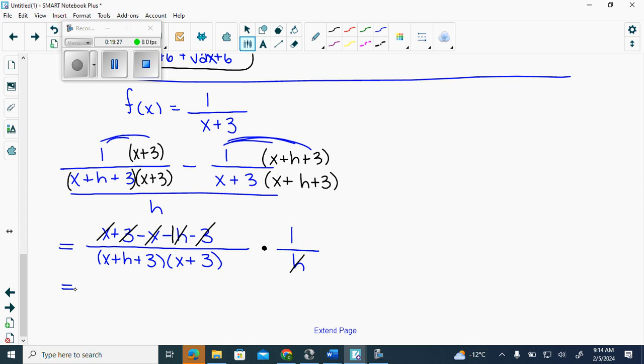So, on the top we have -1. On the bottom we have x plus h plus 3, times x plus 3. Now, guys, why did I say that you don't need to distribute? Because we're going to plug a 0 in for h at this point, right? When we do the limit, this is going to become x plus 3 times x plus 3, which is just x plus 3 squared. That's all it is.